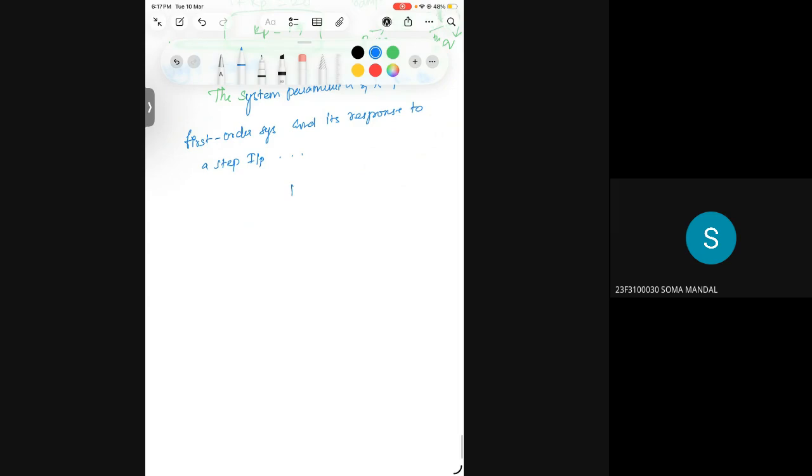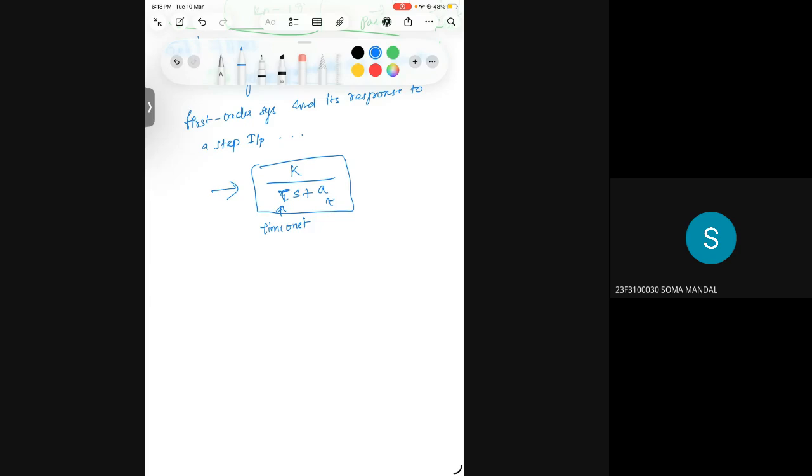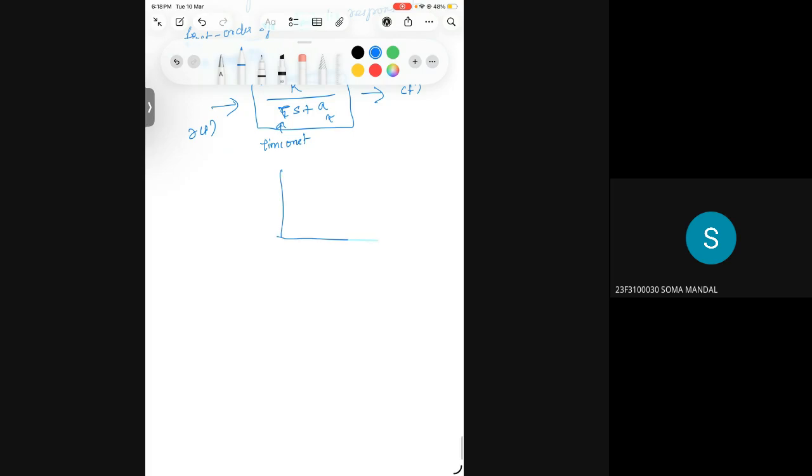First order system, how it generally looks: k divided by tau s plus a, where tau is a time constant. So it tells when the system is getting settled, and a is just a tuning parameter here. They are considering some first order system like this, with R of t as input and output as C of t, and the corresponding response to a step input. If I give a unit step input that has 1 from 0, let us consider unit, and if it doesn't satisfy the results, we'll change it.